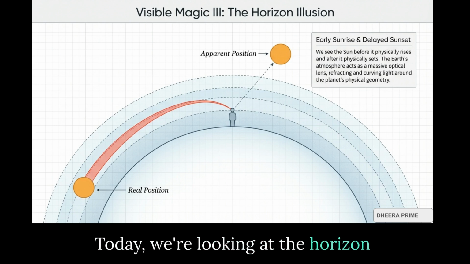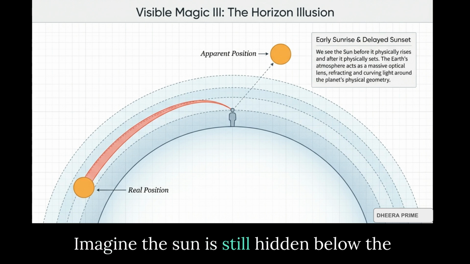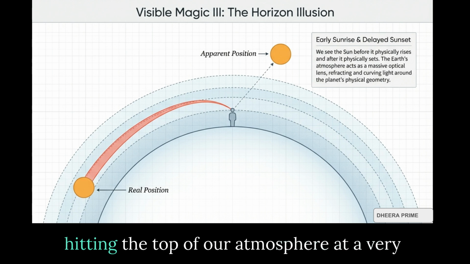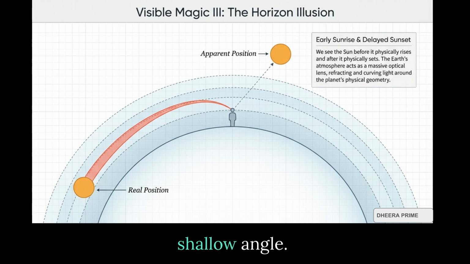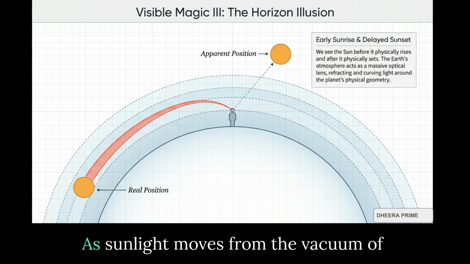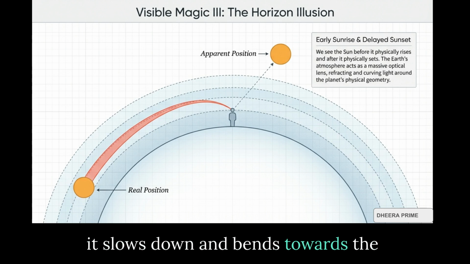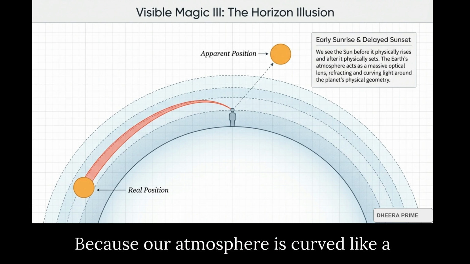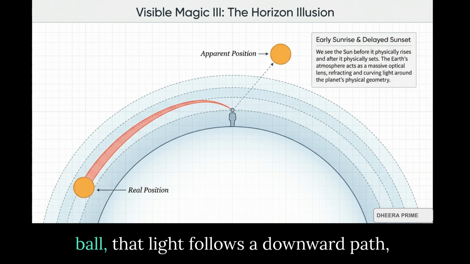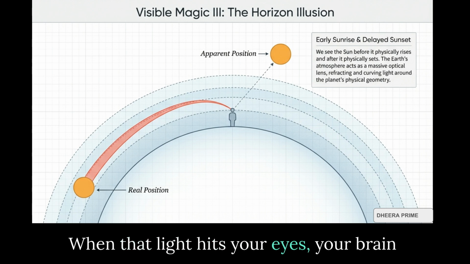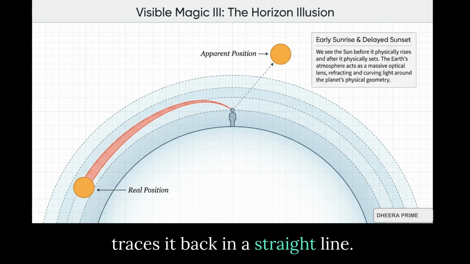Today, we're looking at the horizon illusion. Imagine the sun is still hidden below the horizon. Technically, it's dark, but the sun's rays are hitting the top of our atmosphere at a very shallow angle. The physics: as sunlight moves from the vacuum of space, rarer, into our atmosphere, denser, it slows down and bends towards the normal. The curve: because our atmosphere is curved like a ball, that light follows a downward path, hugging the Earth's curvature. The result: when that light hits your eyes, your brain traces it back in a straight line.